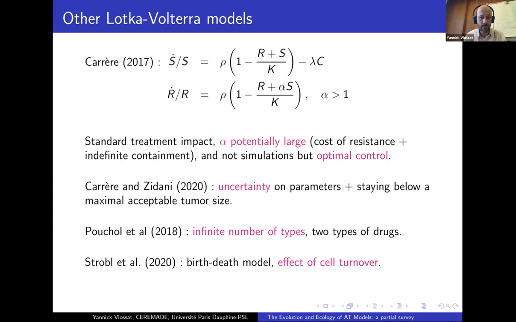Also a very involved model is due to Pushol and collaborators, including Jean-Claire Rambeau, where there is an infinite number of types, birthdays, and there are two types of drugs, and maybe Jean will talk about that in a few days, I don't know. Last but not least, there is a recent paper by Strobel et al., and I'm one of the et al., where there is a birthdays model that studies the effect of cell turnover, the effect of a cost of resistance, and the comparison between adaptive therapy and MTD.